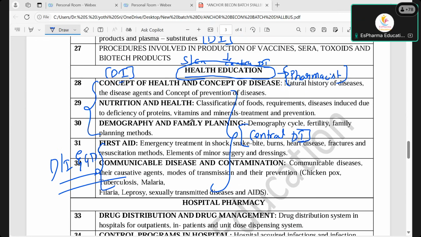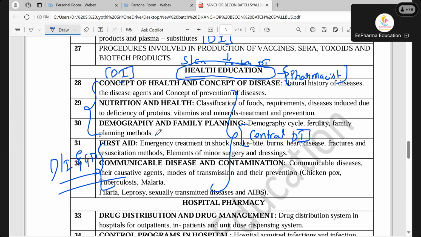Got clarity about health education? These three are purely pharmacist topics. Sorry, all are pharmacist topics. And these three will not be there in drug inspector. Okay. These two are drug inspector topics also.